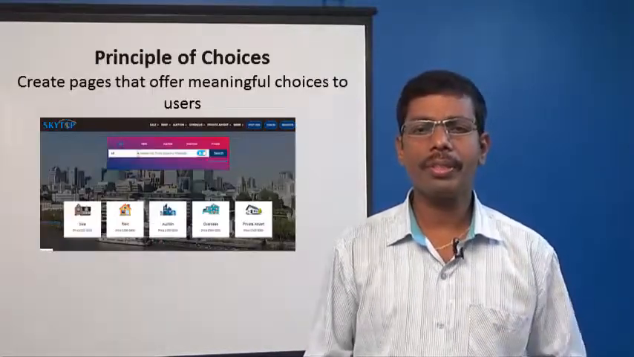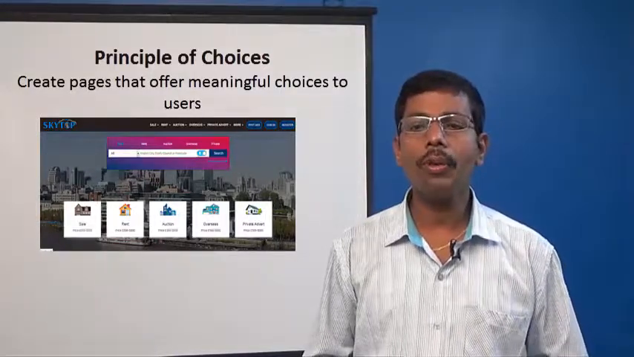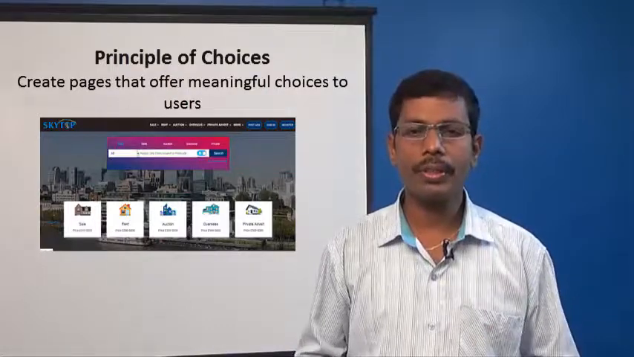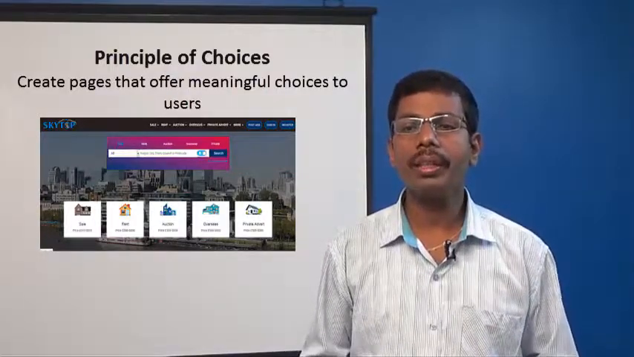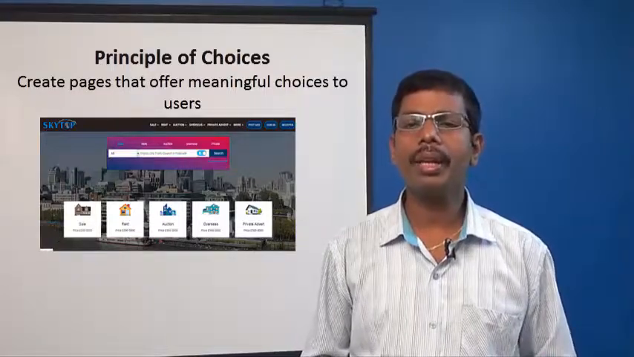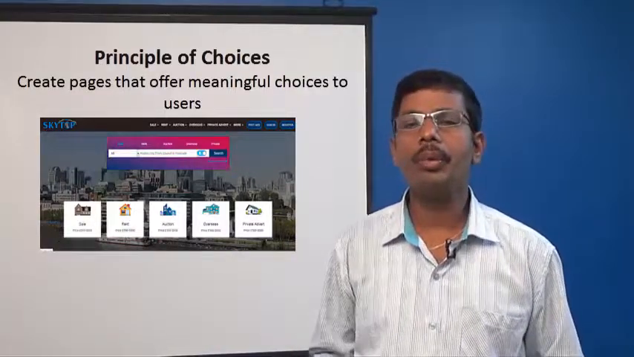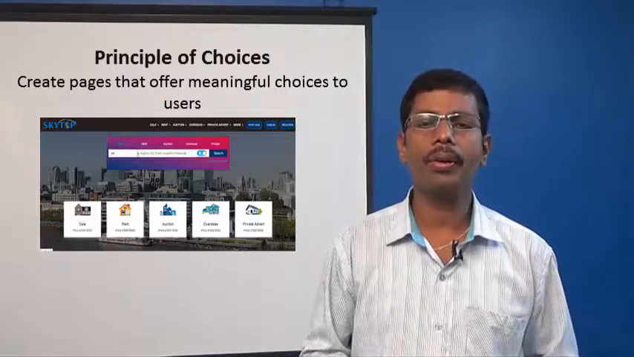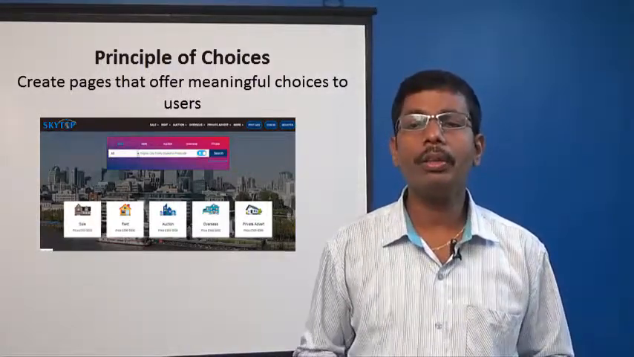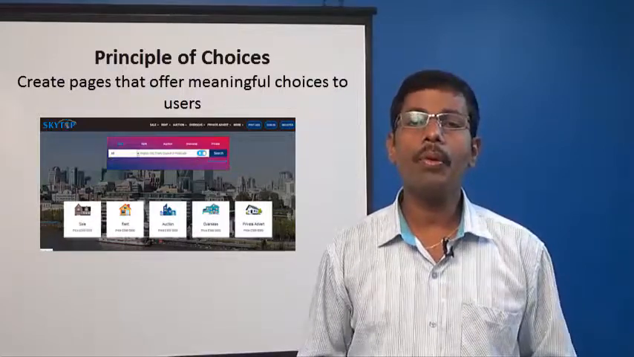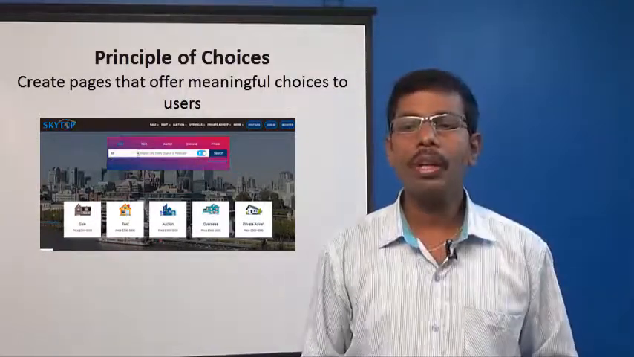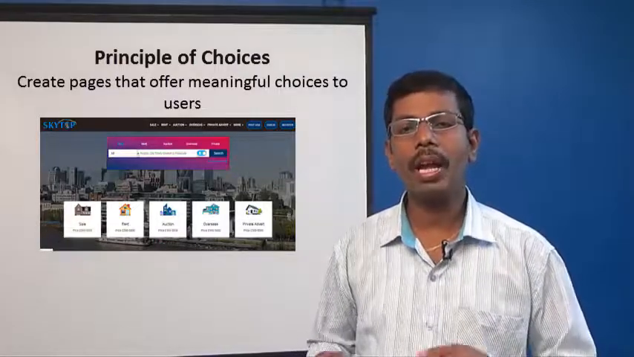Principle of choices. Create pages that offer meaningful choices to users, keeping the range of choices available focused on a particular task. Example, a property website offers various types of properties. You may buy or sell or rent a house. So again, we need to be careful about providing too many choices. More options mean more cognitive effort, and more effort can sometimes mean more anxiety.